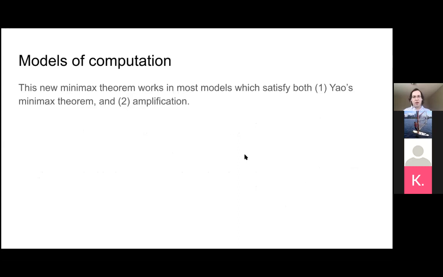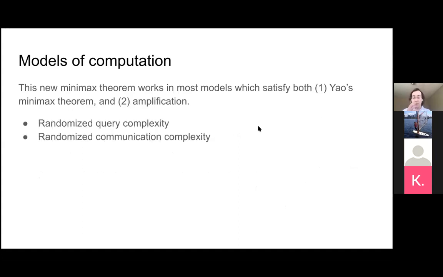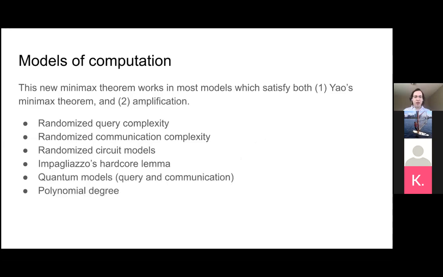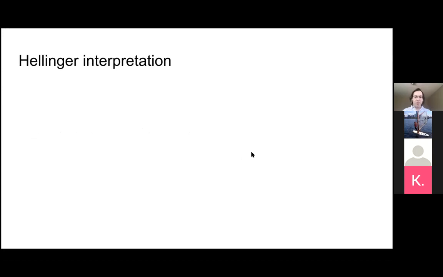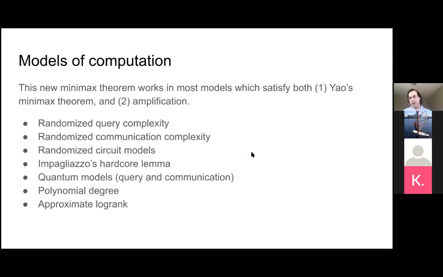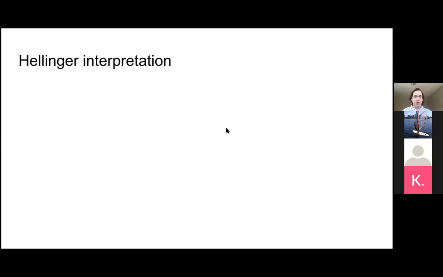And this turns out to work in pretty much any model of computation we tried, as long as both the minimax and amplification work. So this is randomized query complexity. We have a theorem there. Randomized communication complexity. Circuit models. We have a version of Impagliazzo's hard core lemma that's uniform in this, query and communication, polynomial degree and approximate log rank. So you can check the paper for precise versions of the minimax statement in each of these models, if you care about one particular one.